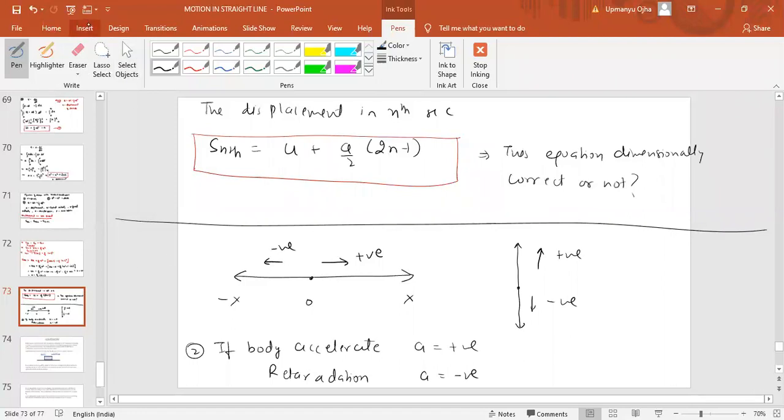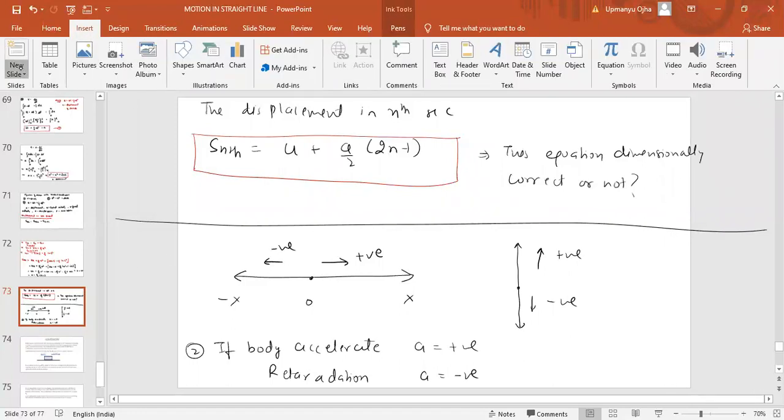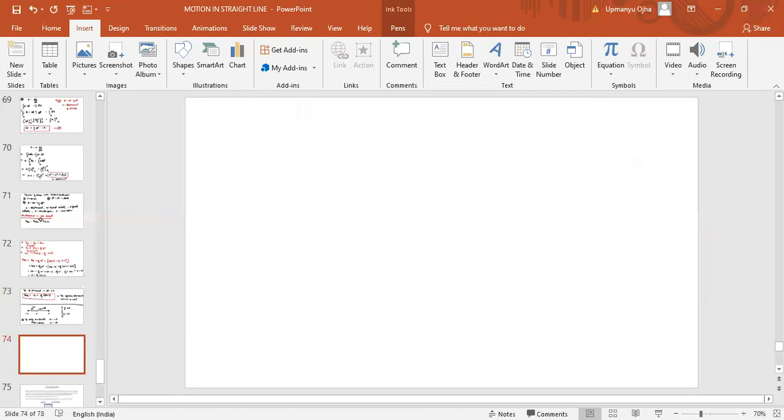So let us do some problems based on this. In horizontal motion, right is positive and left is negative. In vertical motion, y, upward is positive and downward is negative. If the body accelerates, a is positive. If the body decelerates, a is negative. So write down one problem based on this.